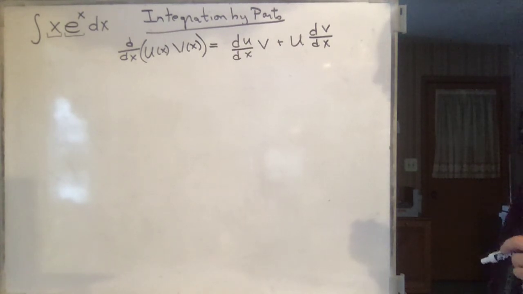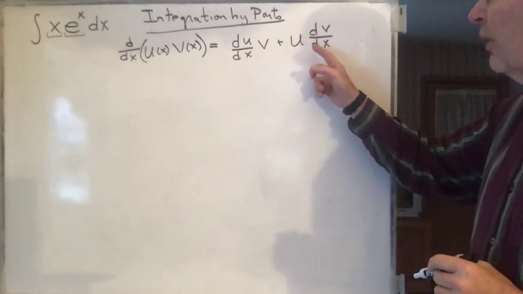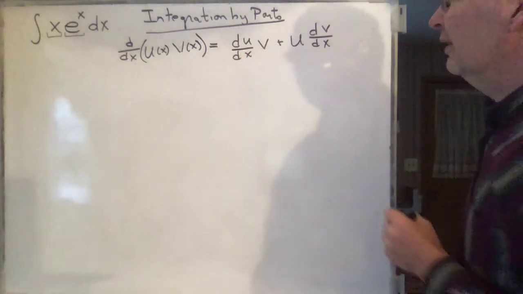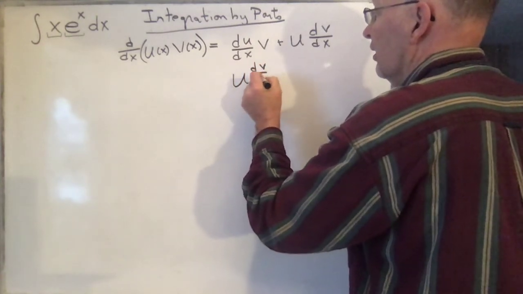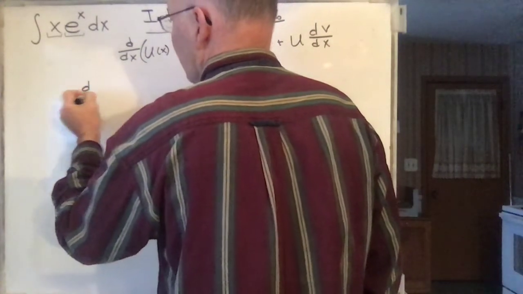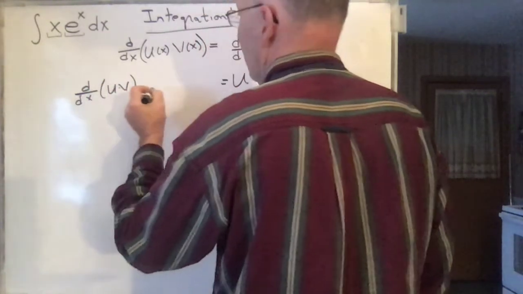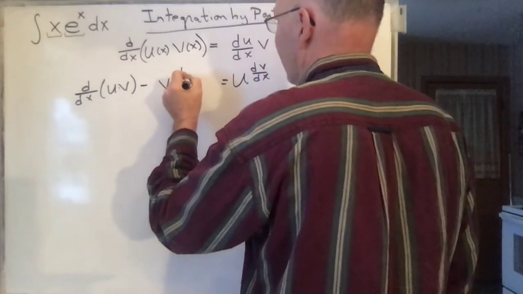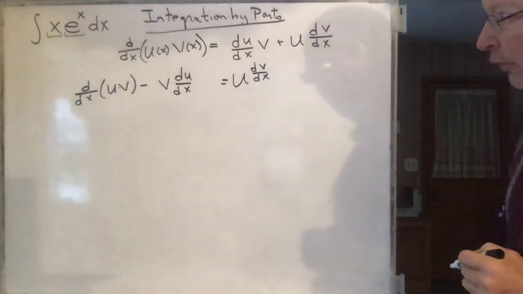Agreed? So there it is. And now I'm just going to rearrange things. I'll leave this where it is and bring this over to this side. So I'm going to have u dv dx is equal to the derivative of u times v, minus v times du dx. I'll just switch the order of that.